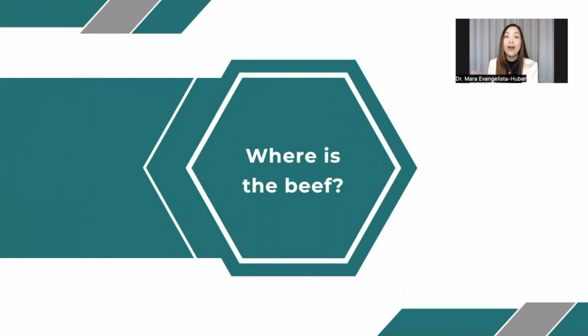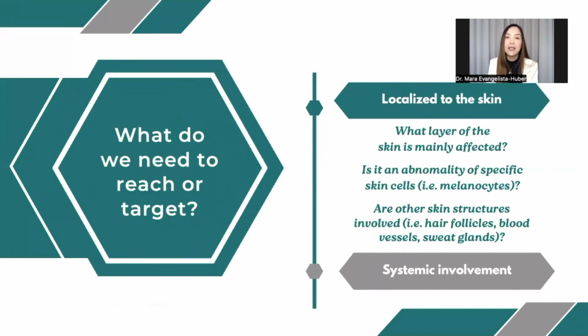Next question, where is the beef? What then do we need to target or reach so we can resolve the skin concern? Some skin concerns are located only in the skin, and you want to ask yourself, which part of the skin does it affect? Is it just the epidermis? Is it the dermis? Is it only the stratum corneum? Are there specific skin structures involved?